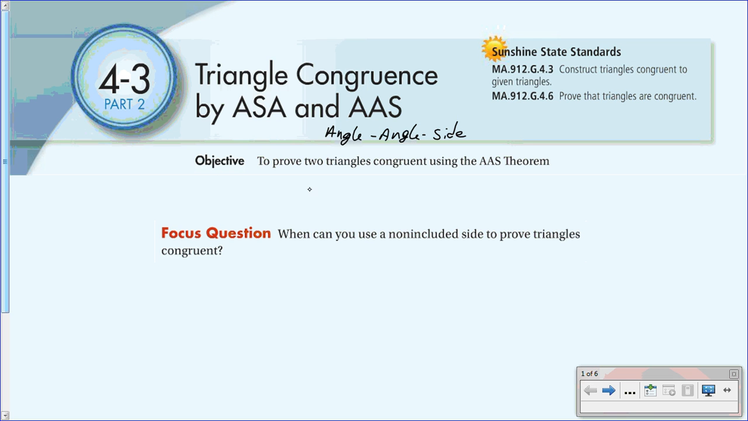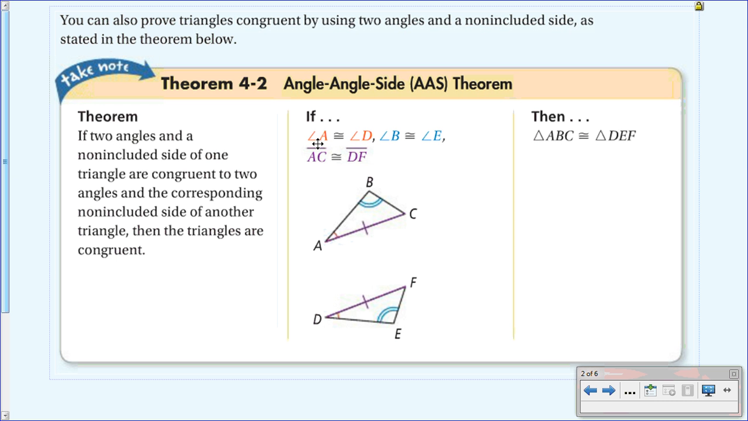So today our objective is going to be to prove two triangles congruent using the angle-angle-side theorem. And our focus question, which we will answer at the end of the video, will be when can you use a non-included side to prove triangles congruent? Alright, so let's get into the lesson.